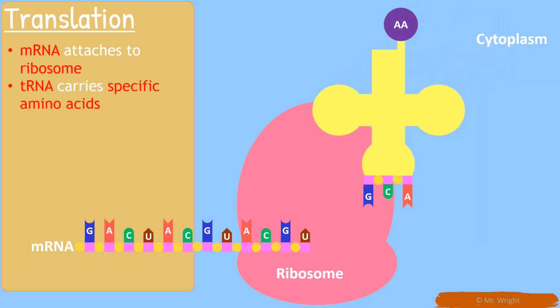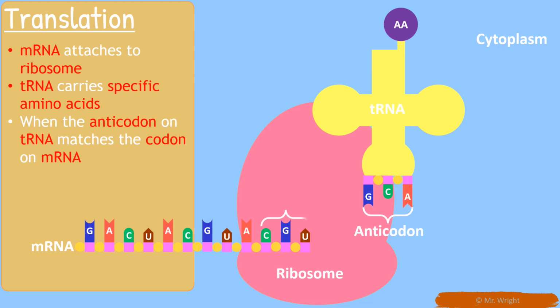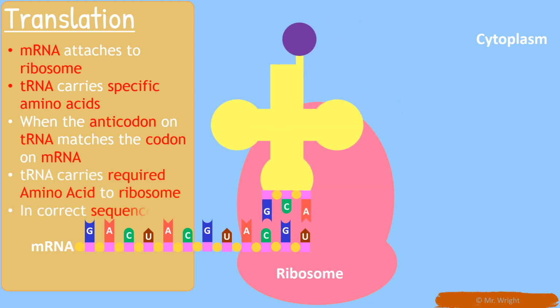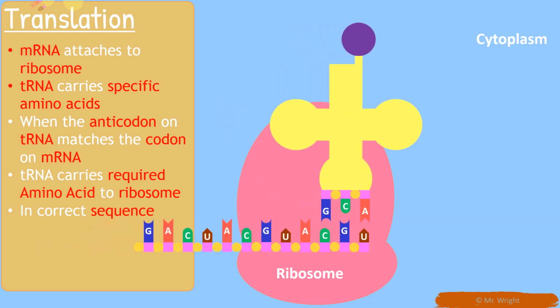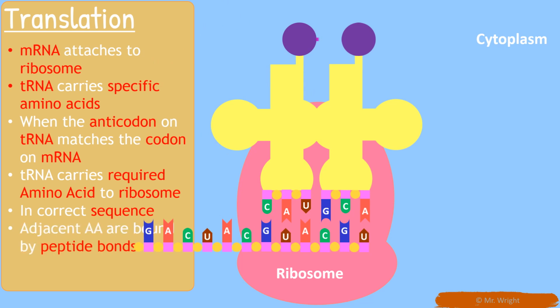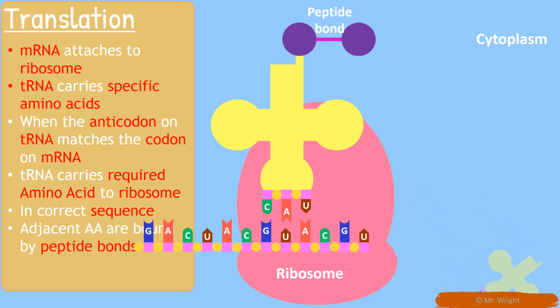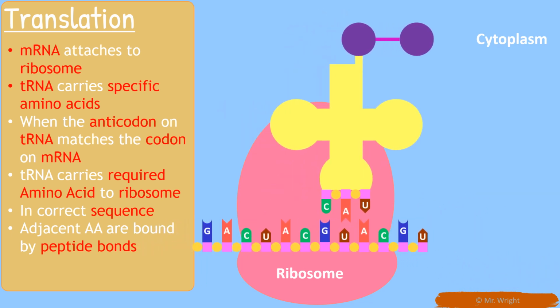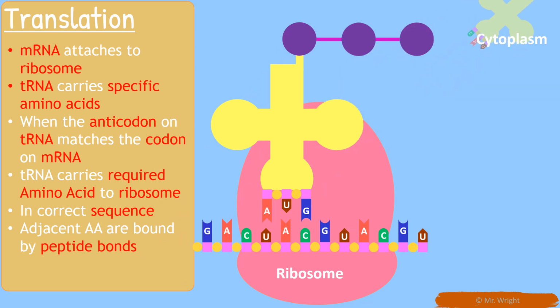tRNA molecules are free-floating in the cytoplasm, and they carry specific amino acids. The specific amino acid of the tRNA is determined by 3 exposed nitrogenous bases on the tRNA molecule called an anticodon. When the anticodon on the tRNA matches the next codon on the mRNA, it brings the required amino acid to the ribosome. When these amino acids are brought in sequence, they can bind together via peptide bonds. This process is repeated until eventually the required protein is formed.